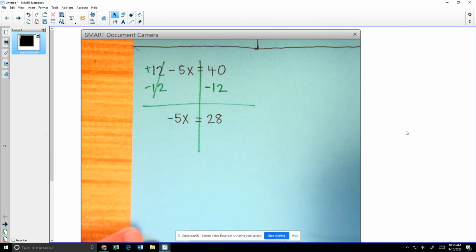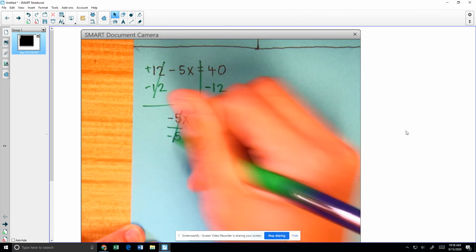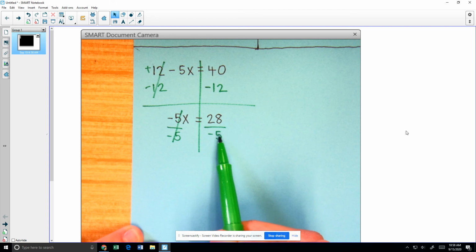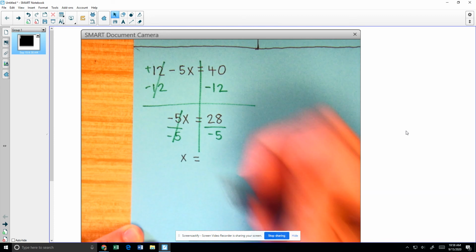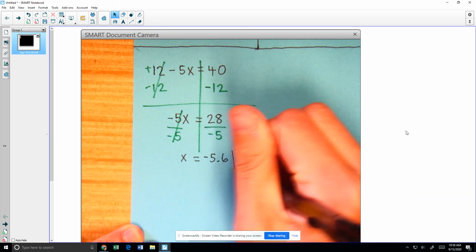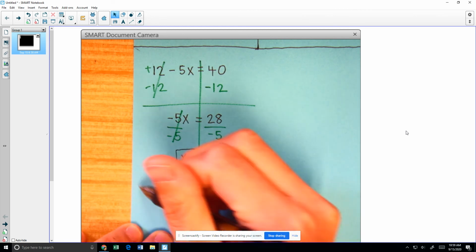Okay, so now when I divide, I'm hoping you realize I divide by -5 because when I multiply and divide on both sides, the symbol stays the same. 5x equals 28 divided by -5. I get -5.6. That's okay. Decimal. No biggie. We have a calculator.